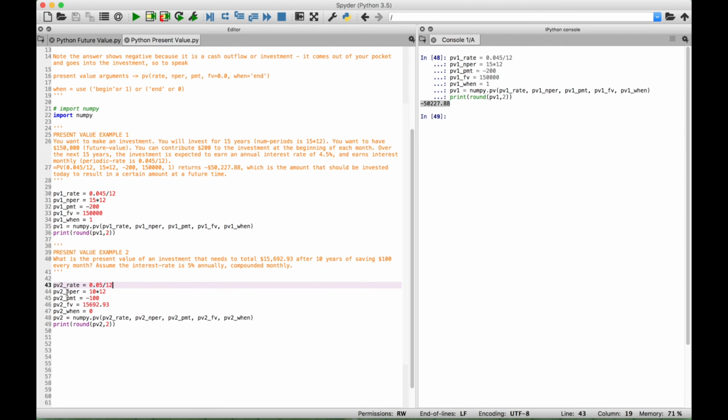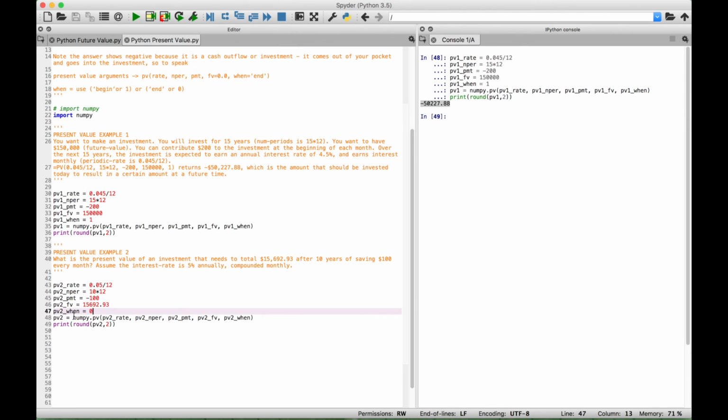The number of periods is 10 years times 12 months, because we said we have 10 years to invest. And since it compounds on a monthly basis, to get the total number of periods, we take 10 years times 12 months. We said that we can save $100 every month, so we put in $100 here for the payment. And again, that goes in as a negative because that's a cash outflow from our account to the investment. The investment needs to total this amount here, $15,692.93, so we put that in here for the future value.